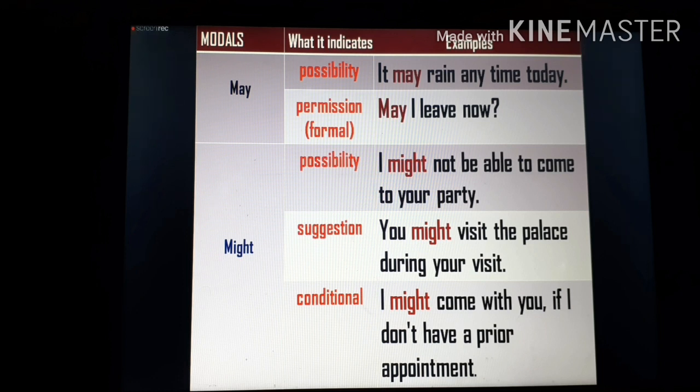Might is used to show possibility, suggestion, or as conditional sentences. I might not be able to come to your party shows possibility or a slight chance. You might visit the palace during your visit is a suggestion. I might come with you if I don't have a prior appointment. This is a conditional sentence, as the sentence itself speaks that if the subject doesn't have a prior appointment, then he or she might go with the listener.